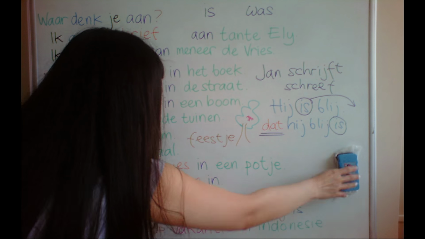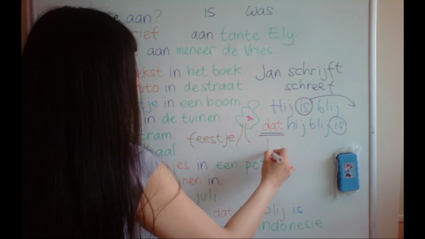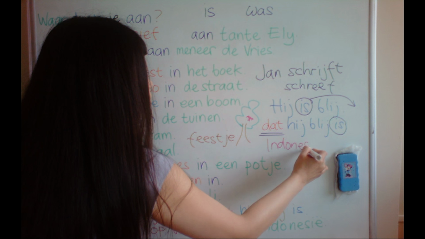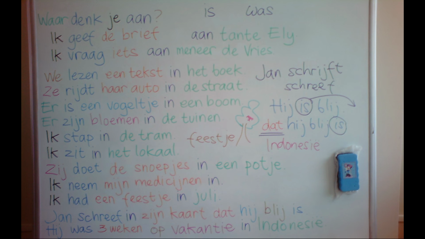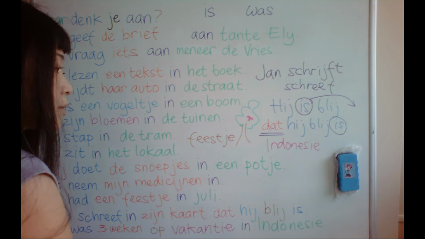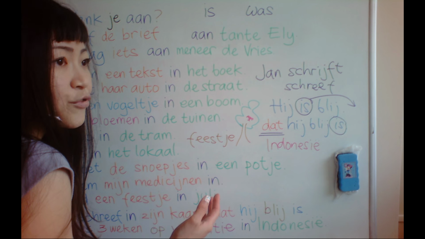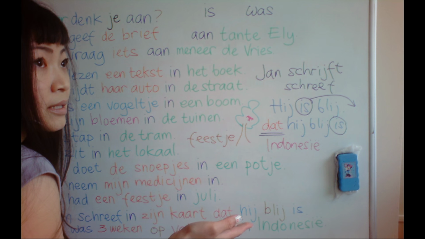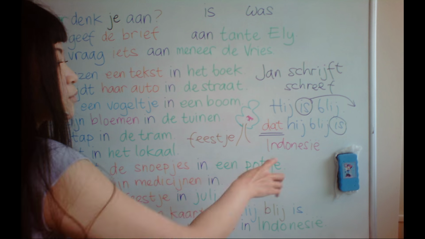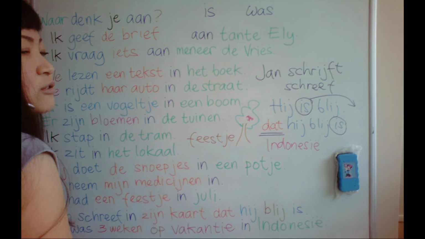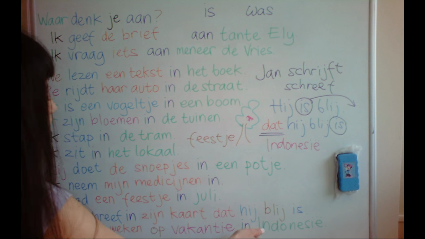We write Indonesië with, after you put the i here, two dots here, because if you don't put two dots here, you will read it as Indonesia, but with two dots it means you have to read the e as e. It's not the same, but with two dots it becomes Indonesië. Hij was 3 weken op vakantie in Indonesië.